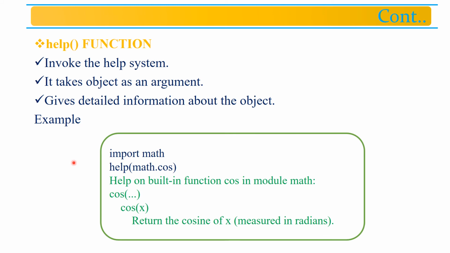The next one is the help function. The help function is used to invoke the help system. It takes an object as an argument and gives detailed information about the object. For example, suppose I am going to see the help details of math.cos. I import math and call help of math.cos. It shows help on a built-in function cos in the math module: returns the cosine of x, where x is measured in radians. Some information about math.cos will be displayed.